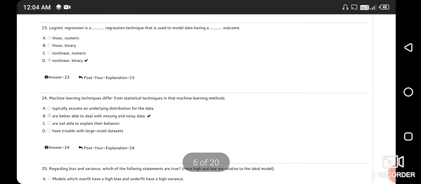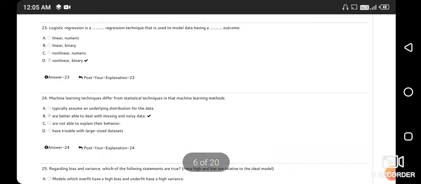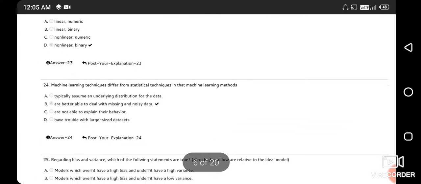Next question. Logistic regression is a dash regression technique that is used to model data having a dash outcome. So the right answer is: logistic regression is a nonlinear regression technique that is used to model data having a binary outcome. So the right answer is option number D. Next question.